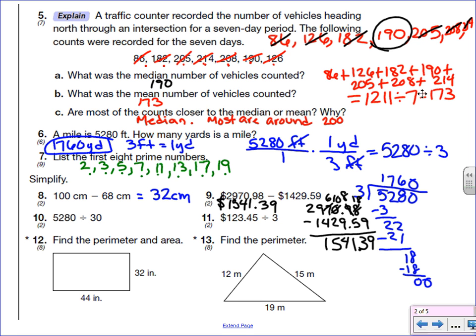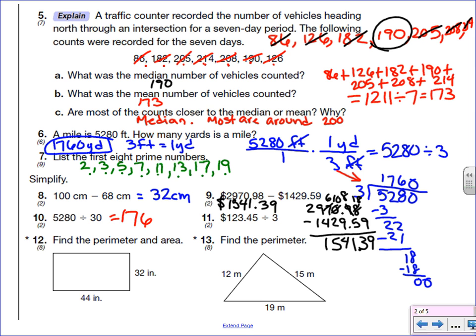5,280 divided by 30. Well, we did 5,280 divided by 3 in problem number 6. So divided by 30, you just take a 0 off of it, so it would be 176.